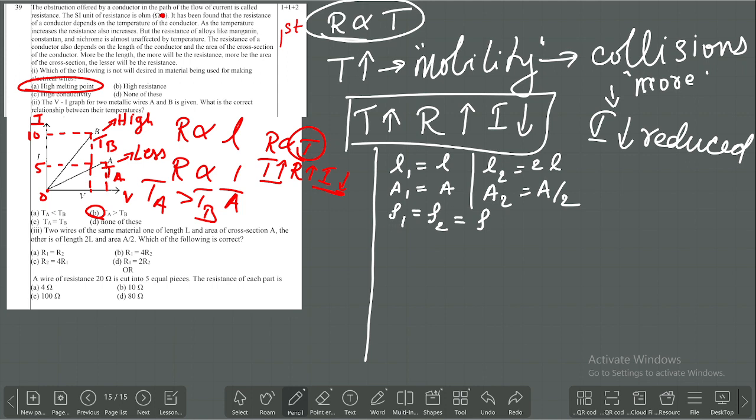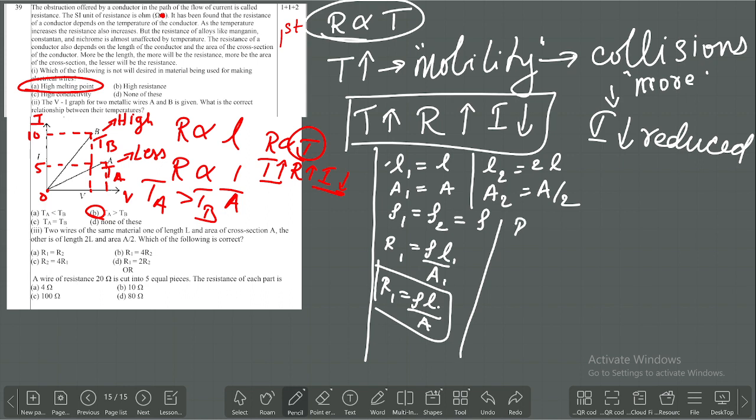Now let us find the resistance of the first wire. R1 is equal to rho L by A1. So R1 is equal to rho, the value of L1 is L, and the value of A1 is A. Let us keep this value. Likewise, we will calculate the resistance of the second wire. R2 is equal to rho L2 by A2. So R2 is equal to rho, the value of L2 is 2L, and the value of A2 is A by 2.